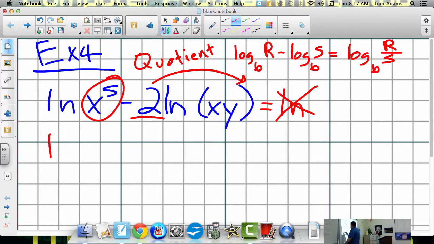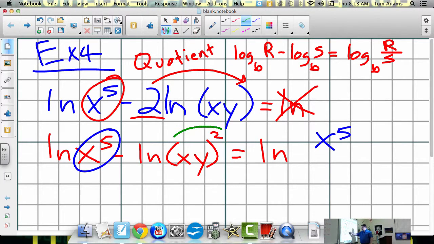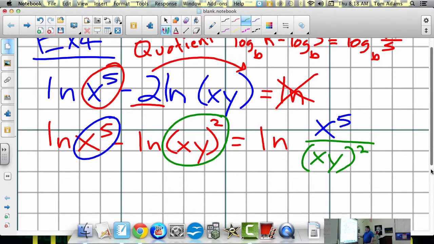In other words, this is going to become the natural log of x to the 5th power minus the natural log of x times y squared. And now I don't have any coefficients of my logarithmic expressions, right? All right, now I could do it. So now I could say the natural log of, remember this goes on top, so we're going to say x to the 5th, and then this is going to go on the bottom. All right, so I'm going to say xy squared. Okay, we're almost done.